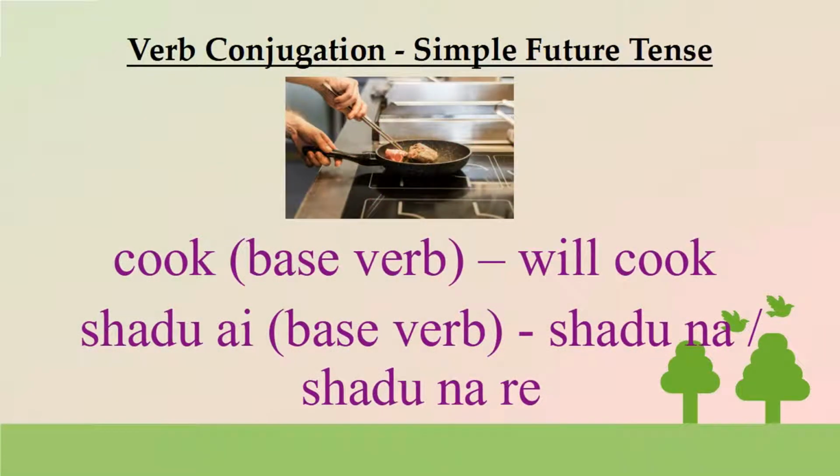Let's continue verb conjugation in simple future tense. Cook, base verb, conjugates to will cook for the simple future tense in English. Will here is the modal auxiliary verb, followed by the base verb. In Kachin Jinghpaw, shadu, the base verb, conjugates to shadu na or shadu na re for simple future tense.